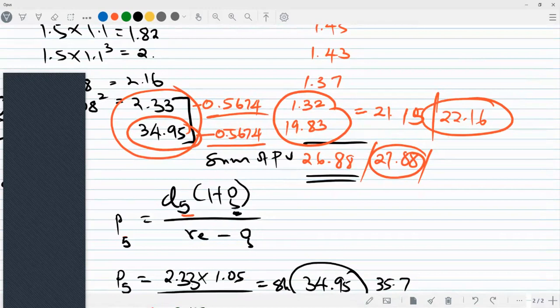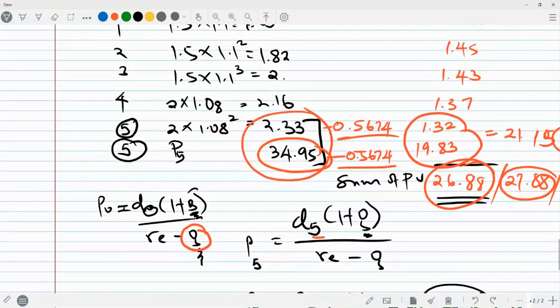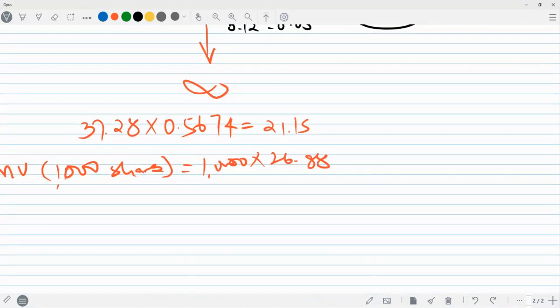Okay, therefore the present value, the market value per share, is 26.88. Now the question is for 1,000 shares, just multiply, it's quite easy. Therefore the market value for 1,000 shares is equal to 1,000 times 26.88, and we get 26,880. Simple as that. Okay. Any question on that question?